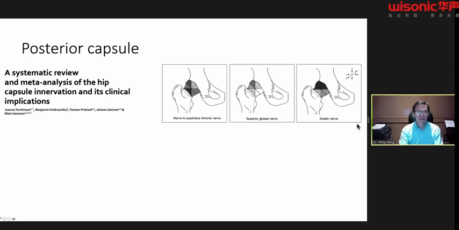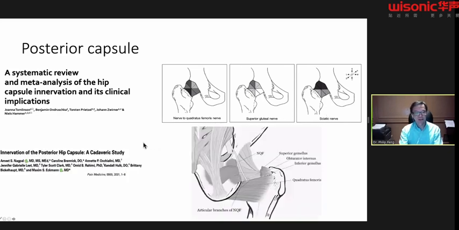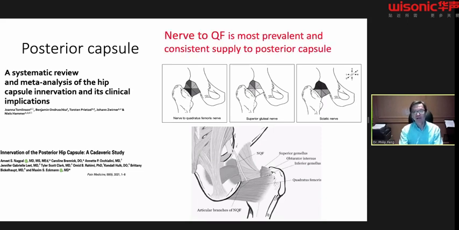For the posterior capsule, this systematic review highlights three nerves: the nerve to quadratus femoris, the superior gluteal nerve, and the sciatic nerve. And this is another study, published again this year, focusing on just the posterior capsule. But the only message you need to know is that if there's one nerve you need to single out that consistently supplies the posterior capsule, it is the nerve to quadratus femoris. And we have a way to find it, but it's outside the scope of this discussion.